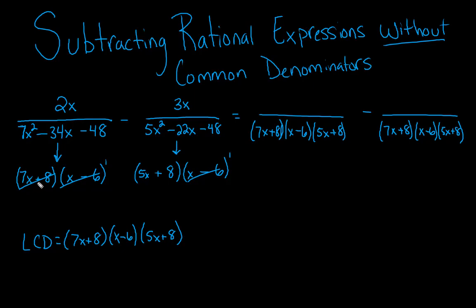Well, our original is 7x plus 8 times x minus 6. And so we multiplied in this 5x plus 8. So we need to multiply the numerator by that as well. So 5x plus 8.